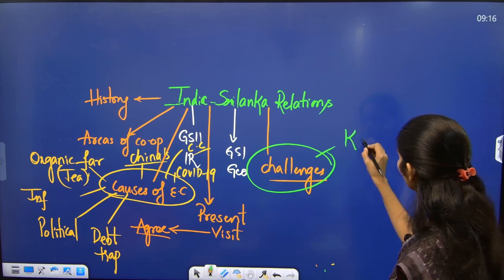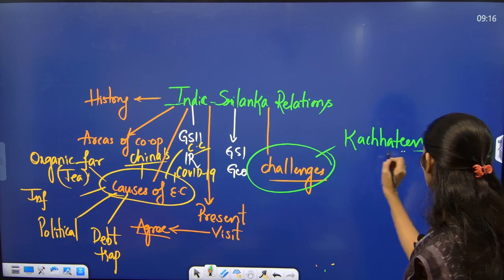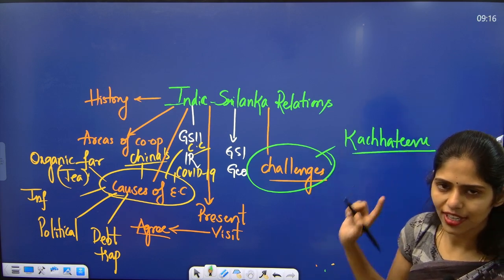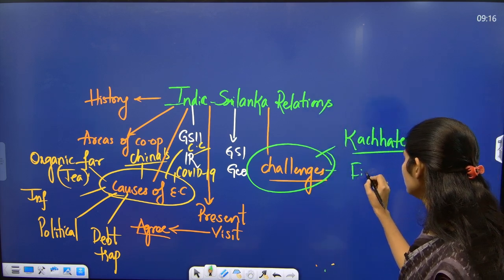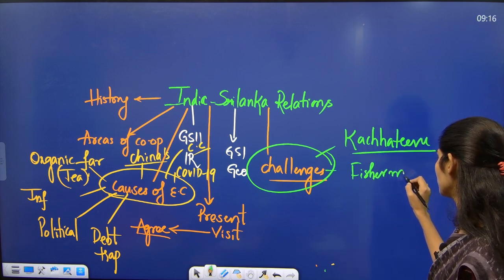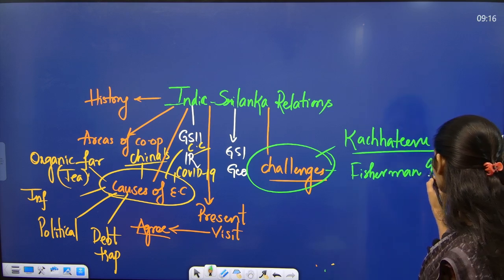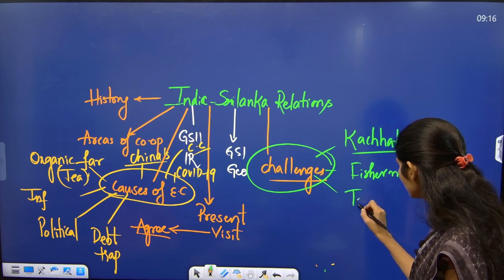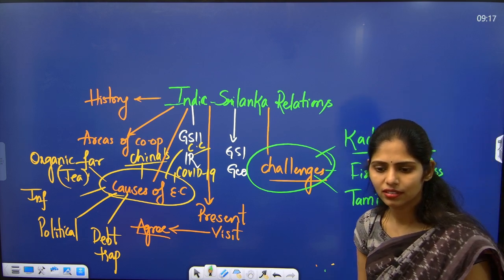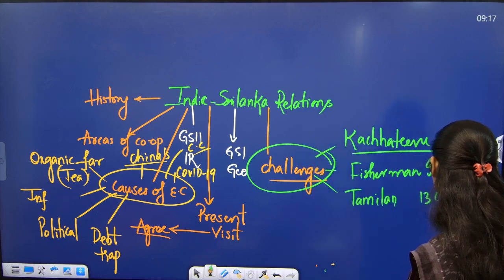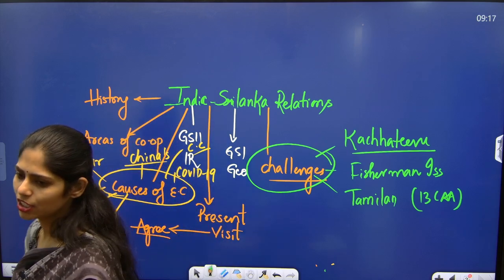Yes, Katchatheevu Island issue, about ownership as well as usage rights of these islands. Next, can I add the fishermen issue? There will always be a fishermen issue between India and Sri Lanka, and India and Pakistan. Next, Indian Tamils. Yes, the Tamil issue. So what is that constitutional amendment? 13th. Yes, 13th Amendment. Next. Indian Tamil issue, fishermen issue, Katchatheevu issue.